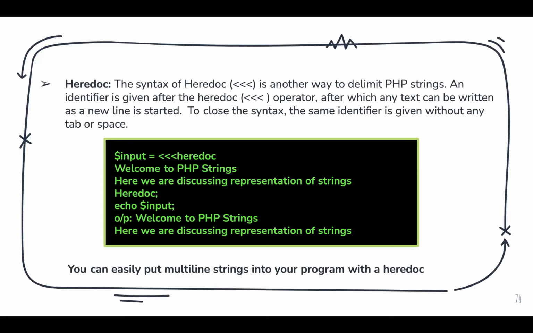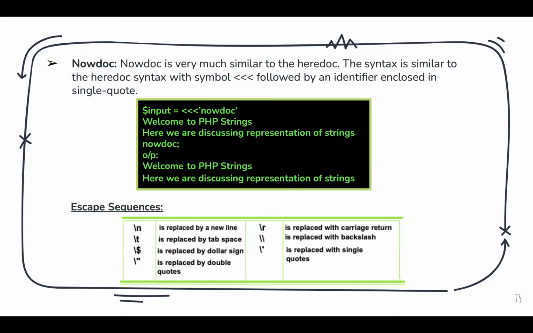In HereDoc syntax, we must make sure that the closing identifier is not indented further than any lines in the body. Otherwise, a parsing error will occur. The fourth way of representing a string is NowDoc. NowDoc is very similar to HereDoc. The syntax is similar to the HereDoc syntax, with 3 greater than symbols followed by an identifier enclosed in single quotes.